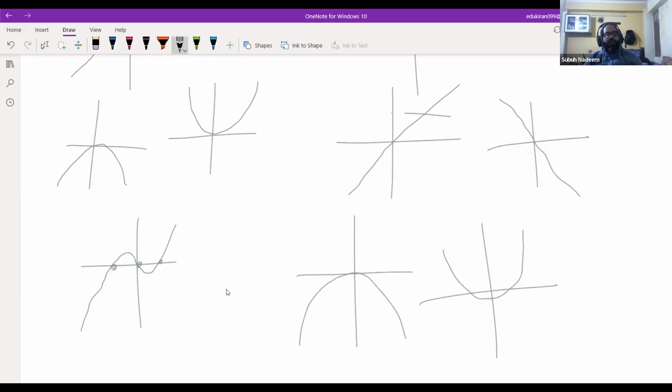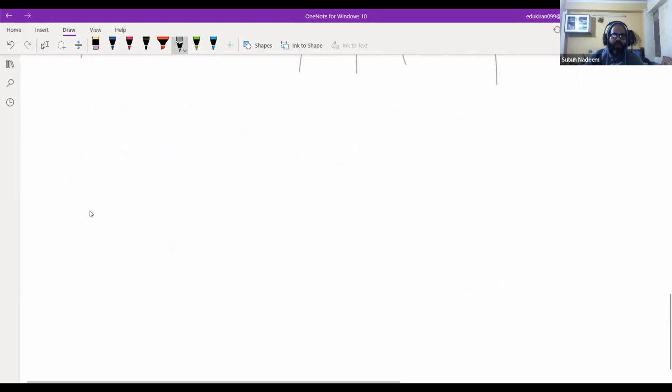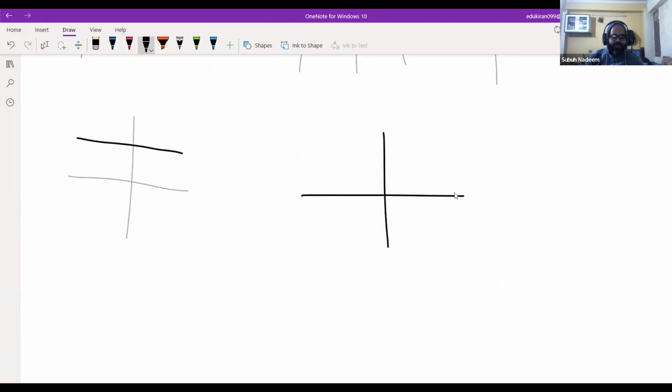And if you take a function as constant, that was not given here, but if a function is constant like this, then its derivative is zero. That means it will overlap with the x-axis. So this is the nature of the derivative and the function.